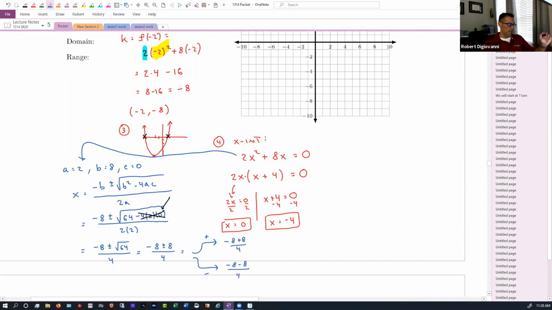So on the top one, do y'all see that that's just 0 over 4? And then 0 divided by anything is 0. So we get 0 as an answer. And then on the next one, we get negative 16 over 4, and that gives us negative 4. And those are the same two answers we got by factoring. Just took us a little longer.